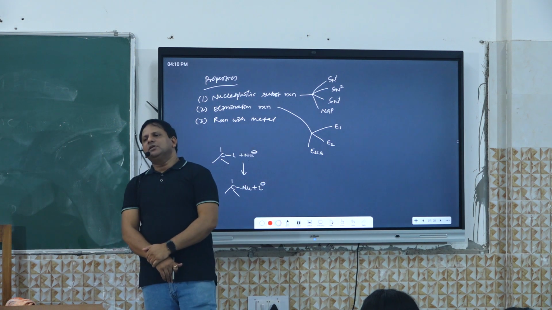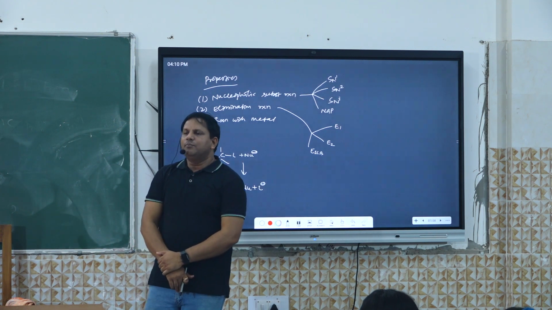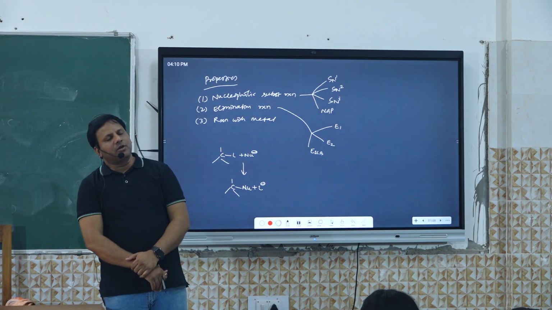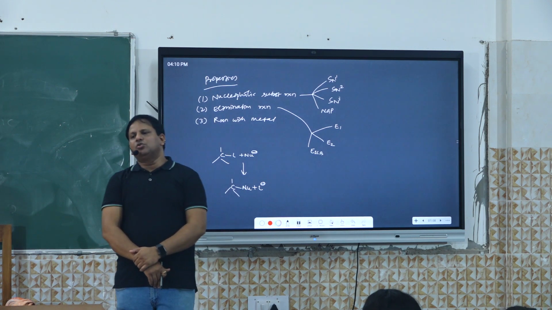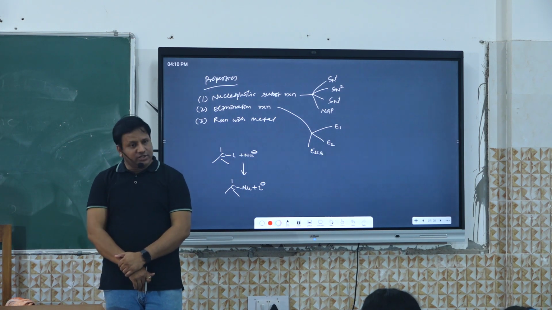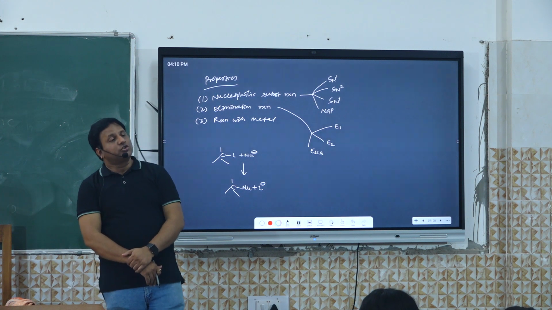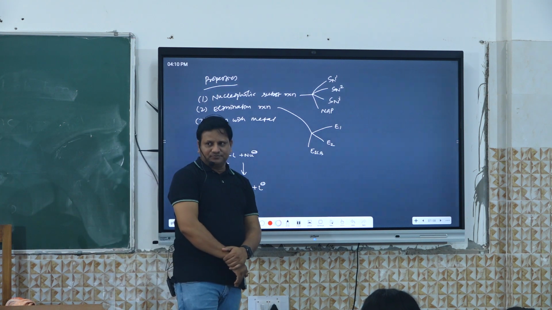Polar protic medium is favorable for SN1, polar aprotic medium is favorable for SN2. SN1 goes through racemization of configuration, whereas SN2 goes through inversion of configuration.